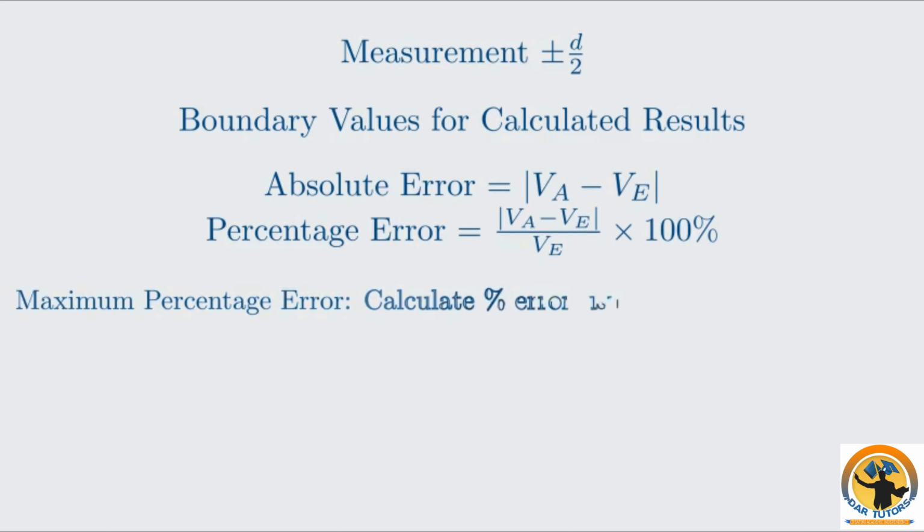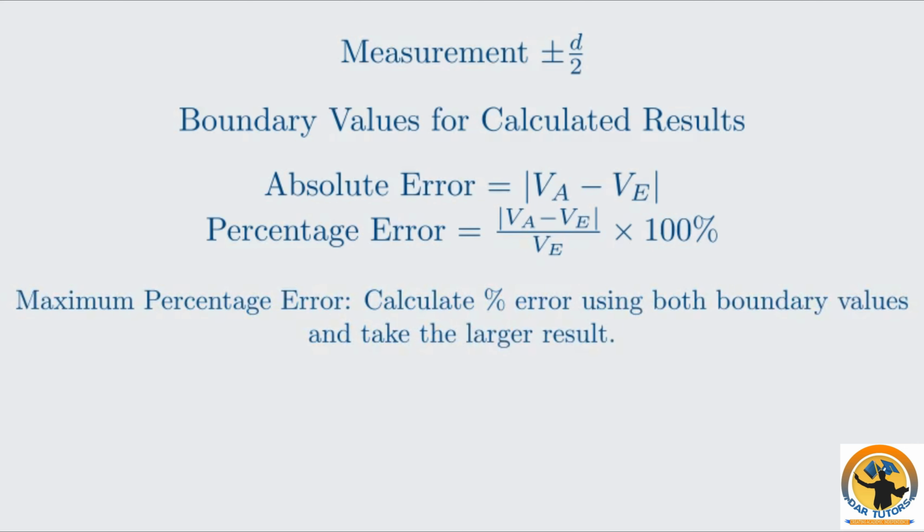It's important to remember that when finding the maximum percentage error for a calculated value, you must test both the lower and upper boundary values of the calculated result against the approximate value. The larger of the two resulting percentage errors is the maximum. Mastering these concepts is essential for success in your IB AI HL course, and more importantly, for understanding the world around you.